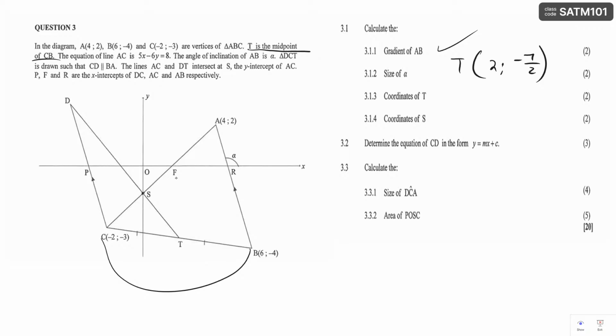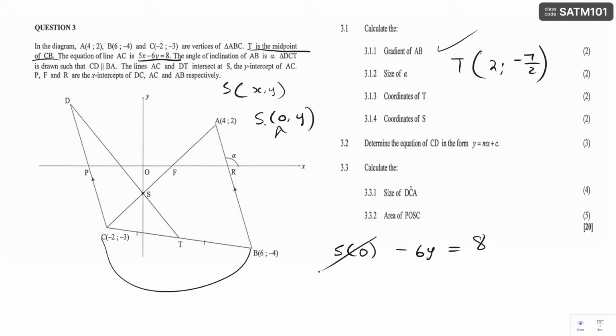So we need to interpret S. S is what? It's x and y, right? But here we know the x-intercept, which is 0, but we don't know y. And remember, we are given the equation of what? Of AC. Remember, they said the equation of AC is this one. So you need to use that equation in order to get your y value, because we have our x value. So you are going to say 5, substitute 0, minus 6y is equal to 8.